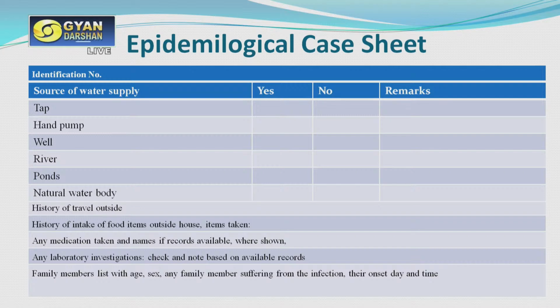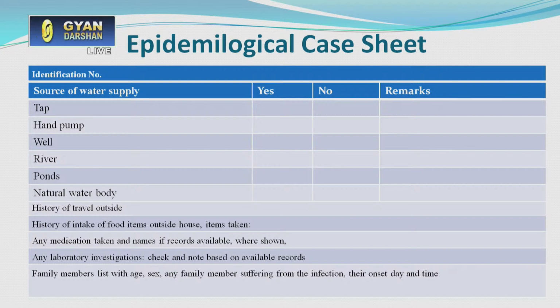So history of intake of food items is very important, whether they have consumed food prepared at home or they have consumed food outside the home, from where they have taken this item, that you can ask and write here. Any medication taken, and the name if record available, if they know, because nowadays many people are aware about even medications, so they start taking them on their own. So if it is so, then you need to ask about that.